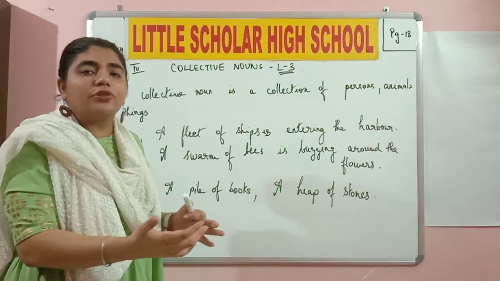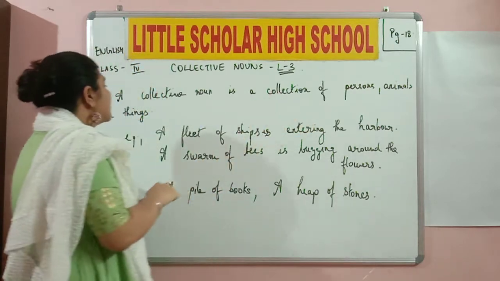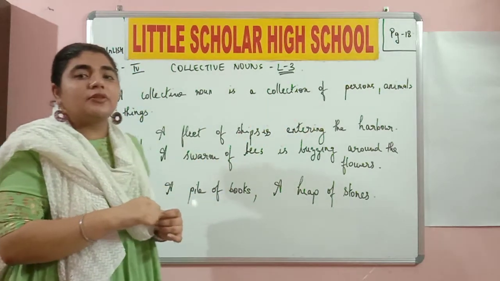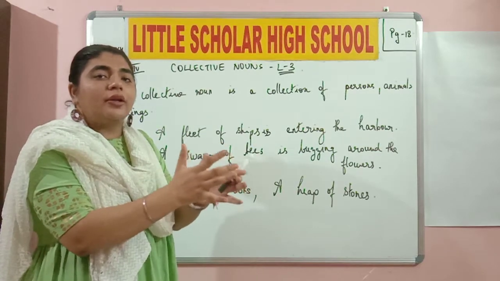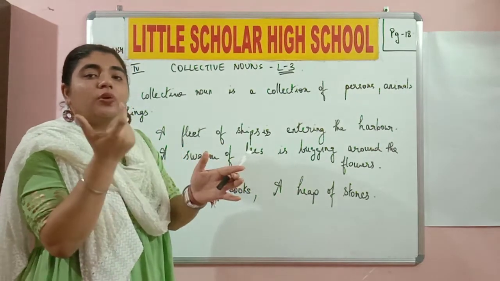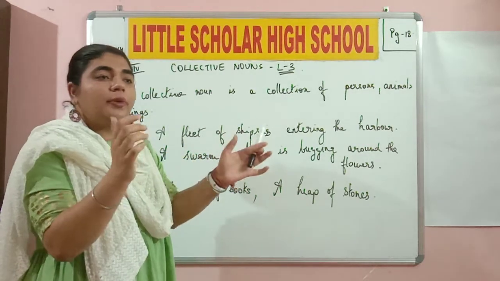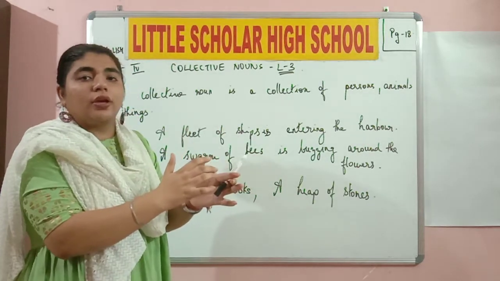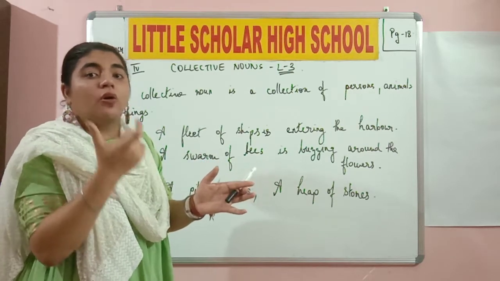Let's look at the definition together now. A collective noun is a collection of persons, animals, or things. This means if too many nouns are brought together, it is called a collection. So basically, you are going to allot them a collective noun. For example, there were too many cows on the road. What will you call them? A group of cows? No, you will call them a herd of cows.